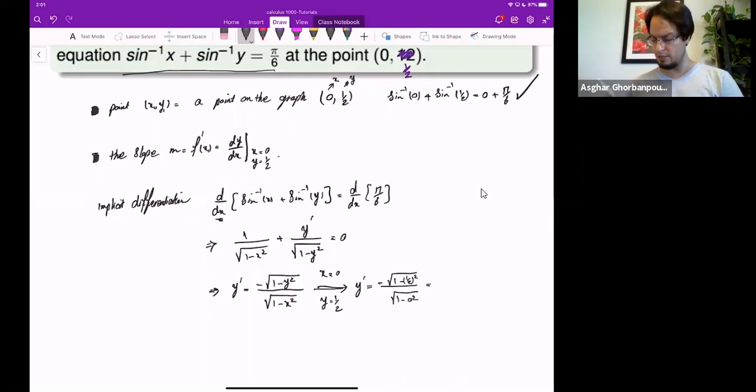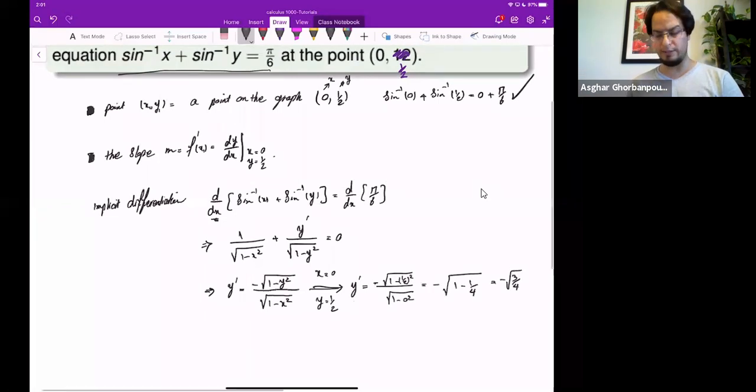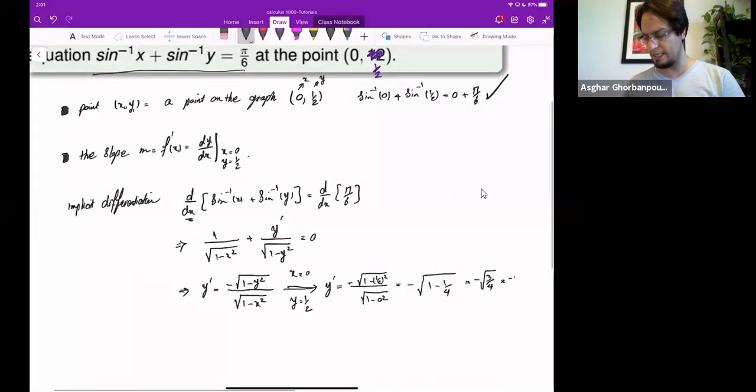Root 1 is 1, so I don't need to be worried about that part. And this is 1 minus 1/4, which is 3/4, so negative root 3/4, which is the same thing as negative root 3 over 2. We found the slope.